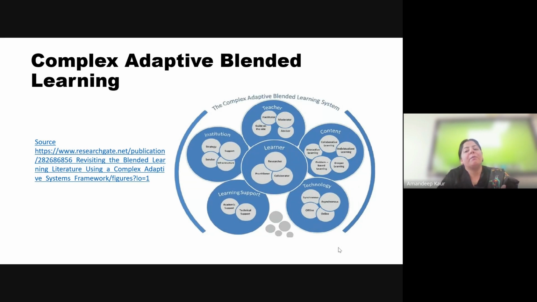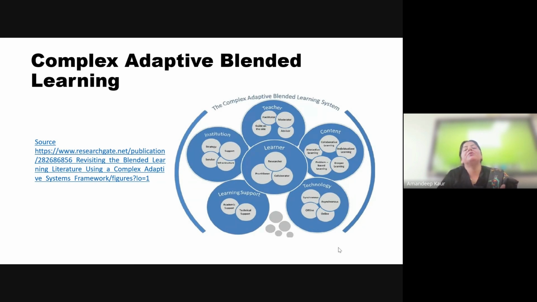There must be cooperative learning. There must be a problem-based learning environment. There must be an interactive or cooperative kind of learning environment. There must be deeper learning also for a few of the students. When it comes to the learning support for the faculty members specifically, there must be academic support and technical support provided to them if you need to go by innovative pedagogical approaches such as blended learning.